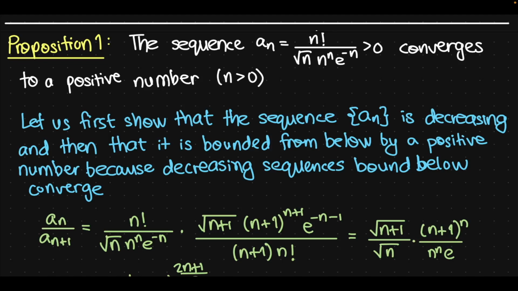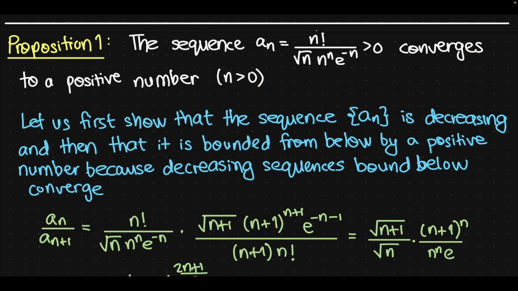Okay, let's get to Proposition 1. Proposition 1 says the sequence a_n equals n factorial divided by square root of n times n to the n times e to the minus n, which of course is greater than 0. You can just see that for n greater than 0, it converges to a positive number.